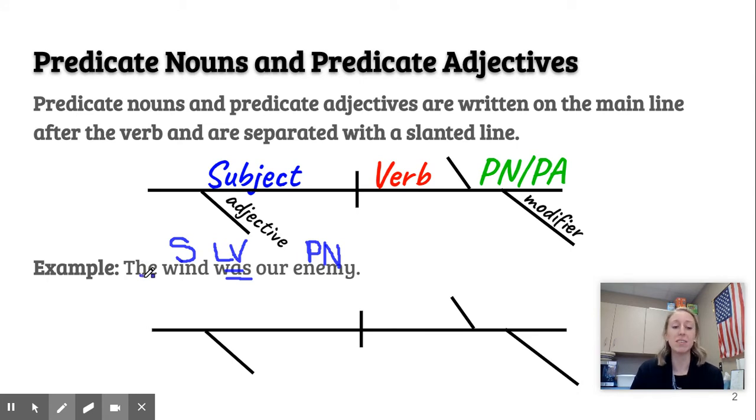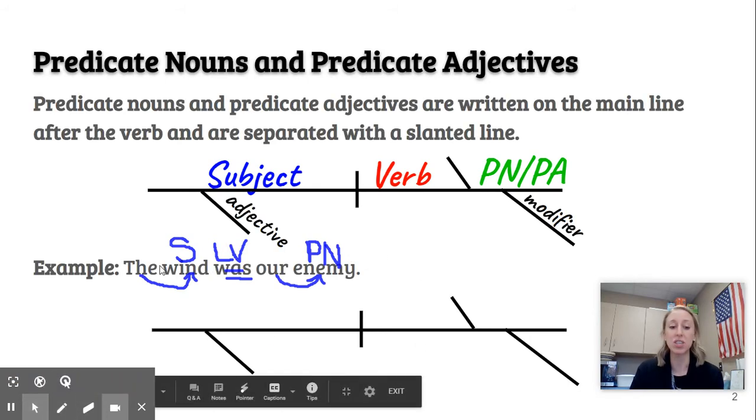Articles are always adjectives, so it is modifying wind. So just draw a little arrow there. And then our is telling us what kind of enemy it is. So it's answering one of those adjective questions, modifying the predicate nominative enemy. Okay, perfect. Now all that's left to do is for us to plug this into our diagram here.